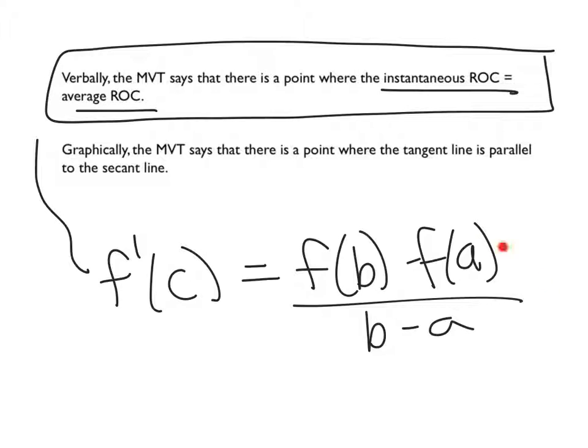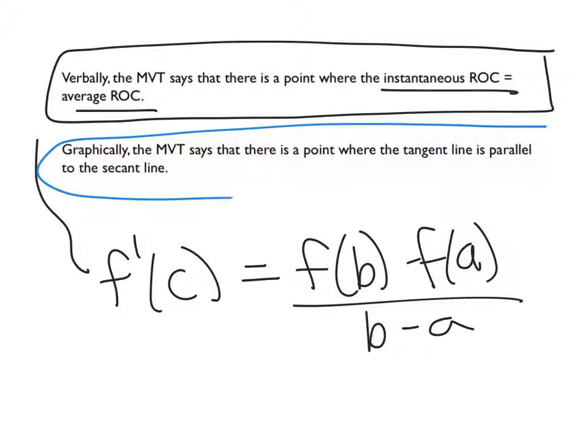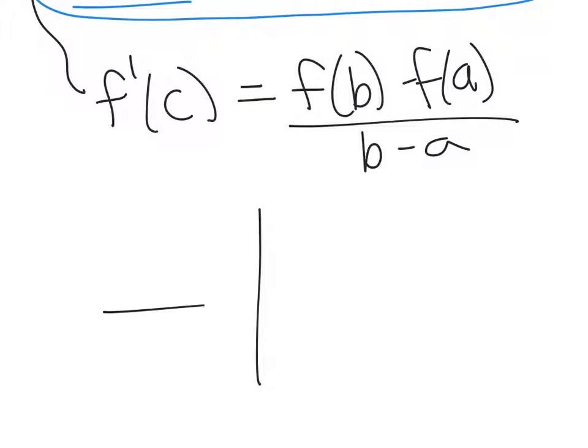Okay, most people love average rate of change. You've done that since 6th grade. Instantaneous is pretty straightforward. You're taking a derivative and plugging in c. Graphically, what does this look like? Graphically, the mean value theorem says there's a point where your tangent line is parallel to your secant line. So let's get a function drawn out. This looks good. The tangent line is parallel to the secant line.